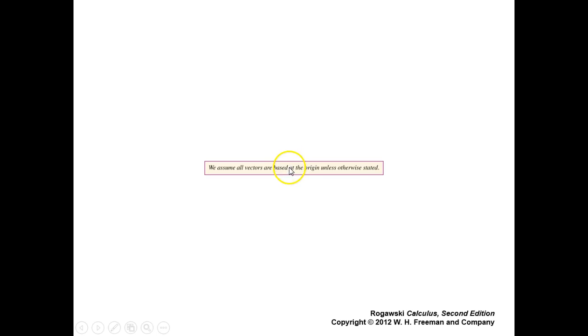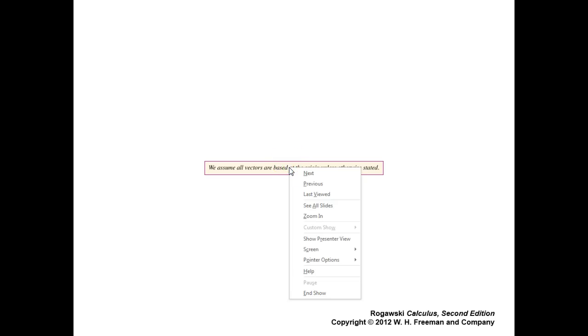All right. A little blurb here that's not in the older text, I don't think. The older edition. Oh, yeah, no, okay, that's right. I said it backwards. It's in the older text. It's not in the new text, sorry. But it says this: we assume all vectors are based at the origin unless you're given another base point, unless it's otherwise stated. That's not given in the new text. It is in the old text. Sorry, I said that backwards.